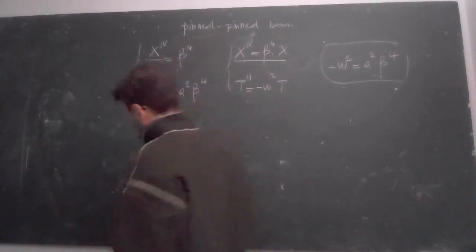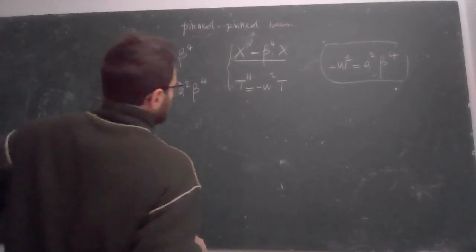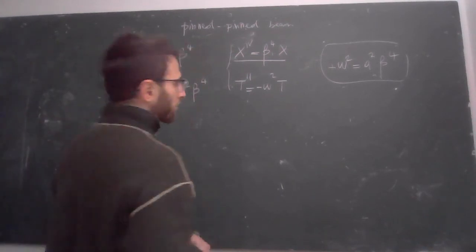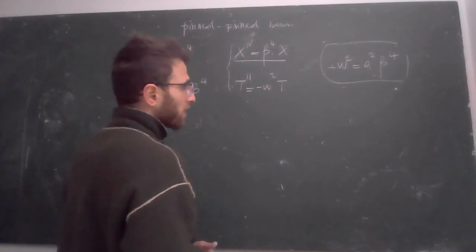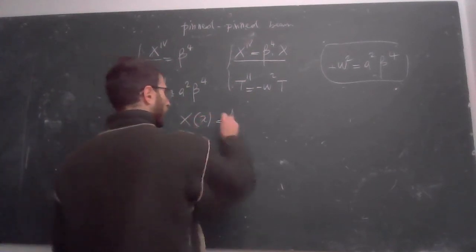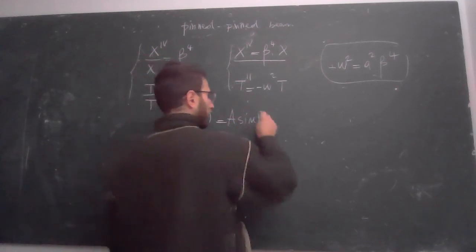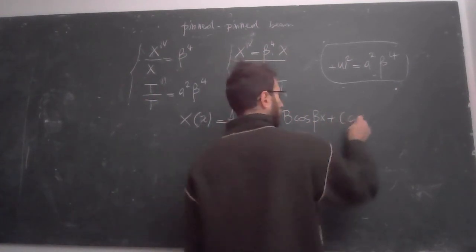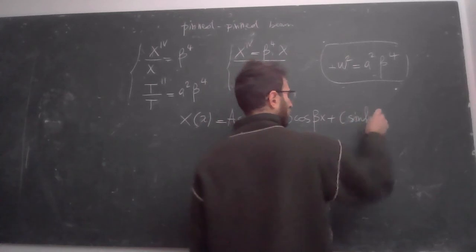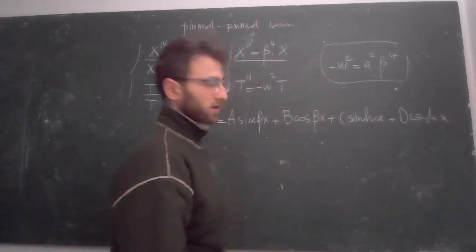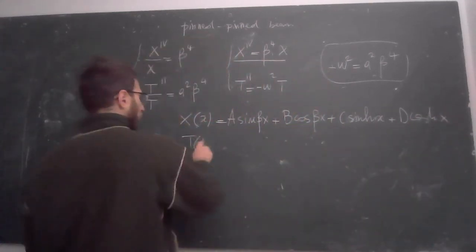So the solution of this equation, which is the function that, derived 4 times, remains the same, is the sine and cosine, but there are two other functions which remain the same. They are the hyperbolic cosine and the hyperbolic sine. So the total solution is X of x is, and then we have T, which is always the same.